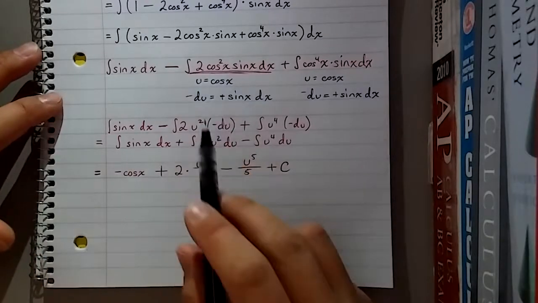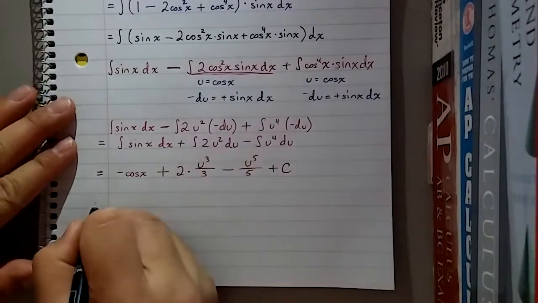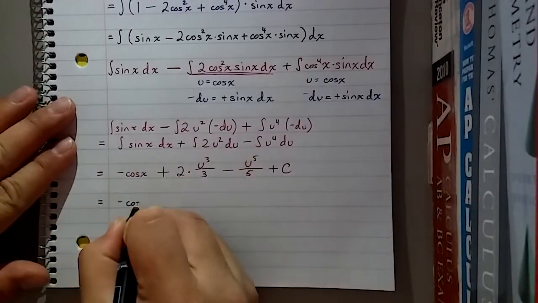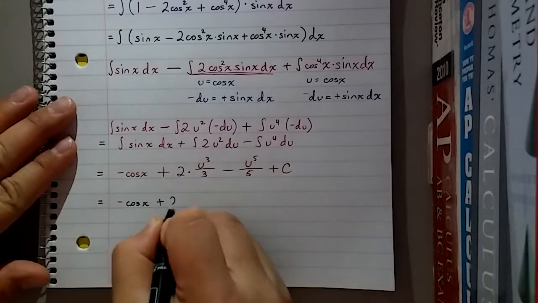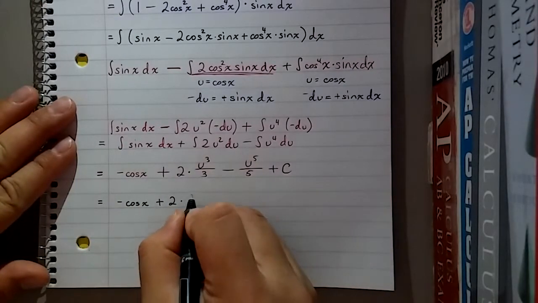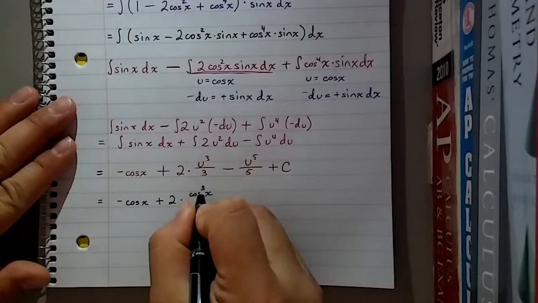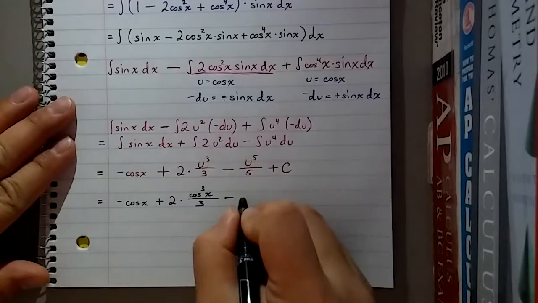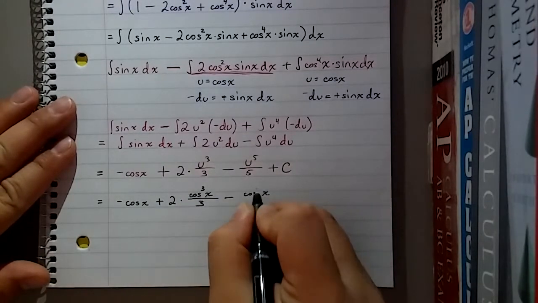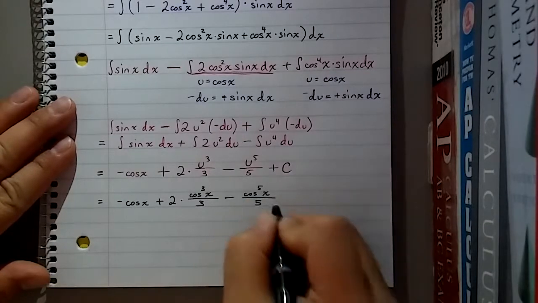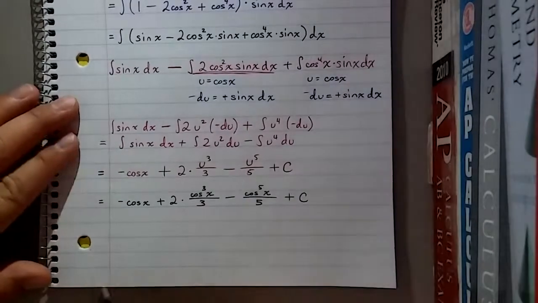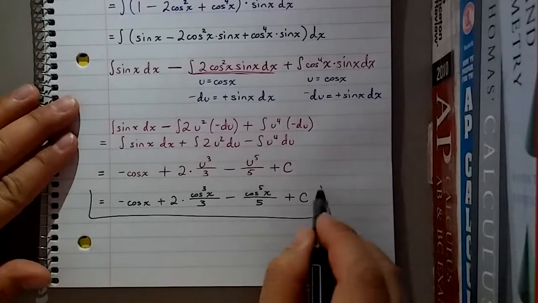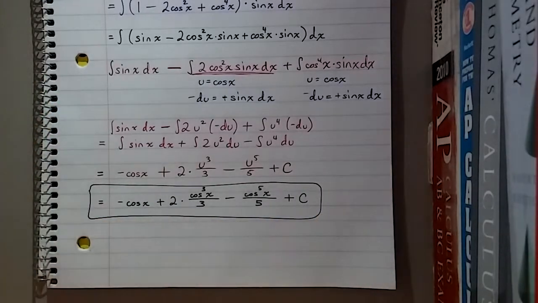And the last step is to replace the u's that we have used. So u is now got to be replaced with the cosines. So our final answer is negative cosine x plus 2 times cosine x cubed over 3 minus cosine x to the 5th over 5 plus c. And that is our final answer. That is the easiest of the 4.